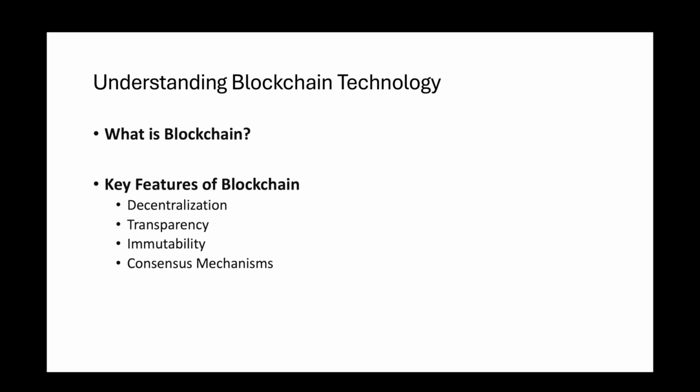Blockchain networks operate without a central authority, relying on a distributed network of nodes to validate and record transactions. Transparency. Transactions recorded on the blockchain are transparent and accessible to all participants, promoting trust and accountability. Immutability. Once recorded, transactions on the blockchain cannot be altered or deleted, ensuring data integrity and security. Consensus mechanisms. Blockchain networks use consensus mechanisms such as proof of work or proof of stake (PoS) to achieve agreement among network participants on the validity of transactions.